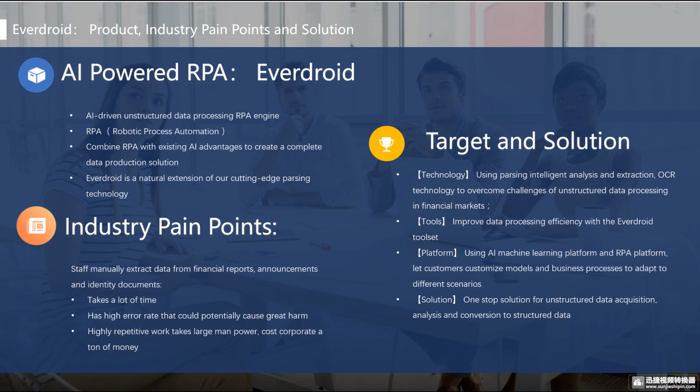With Everdroid, corporates could extract data from reports in minutes that used to take weeks, completely eliminate data extraction errors through the process of robotic automation, and save huge costs at the same time.